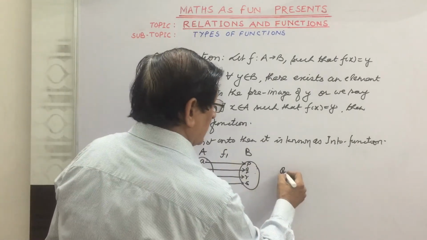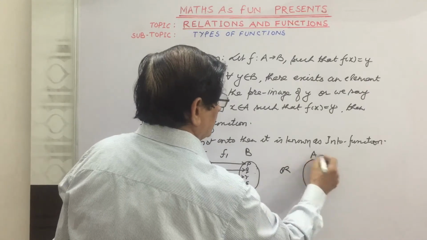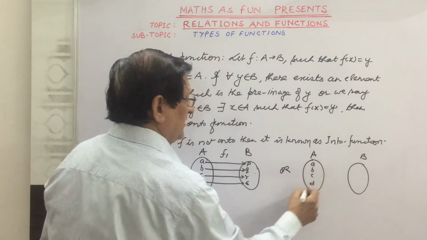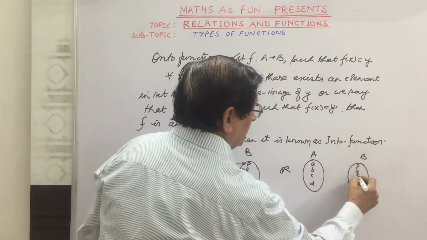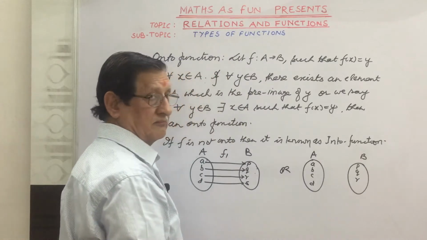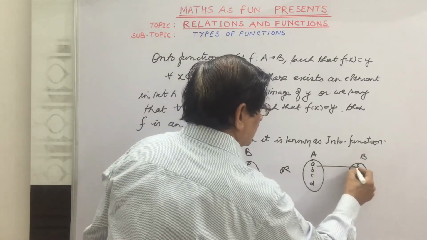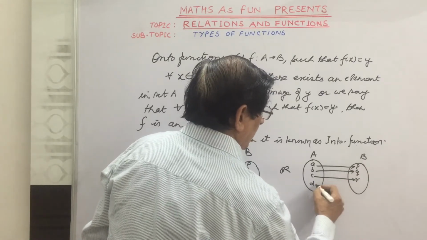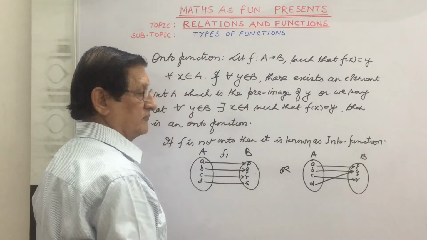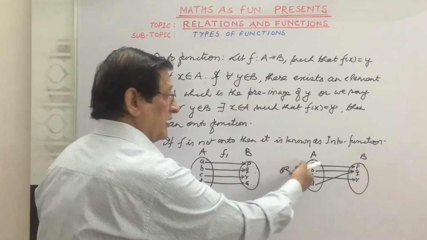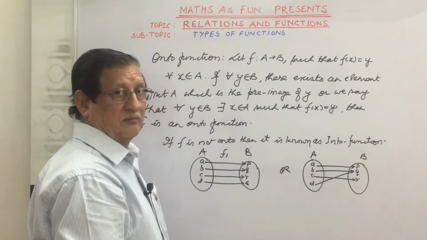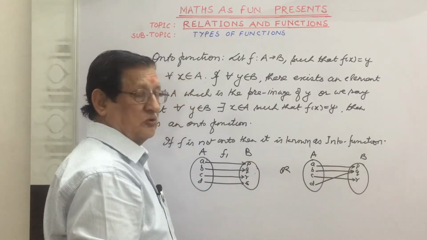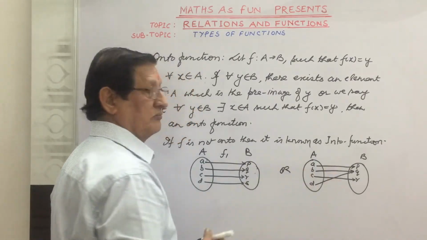We can also take another example. Suppose this is your set A and this is set B. The elements are a, b, c, d, and here we have p, q, r. And we find a is related to p, b to q, c to r, and d is also related to q. In that case, the function is not 1-1 because two elements b and d have the same image q, but it is onto.